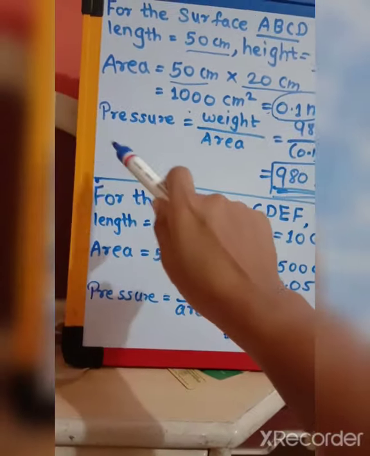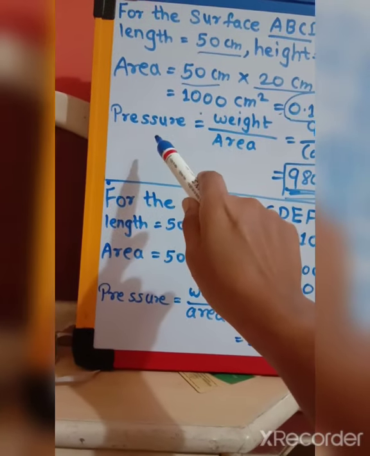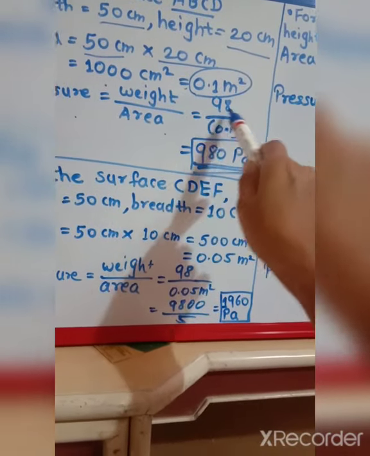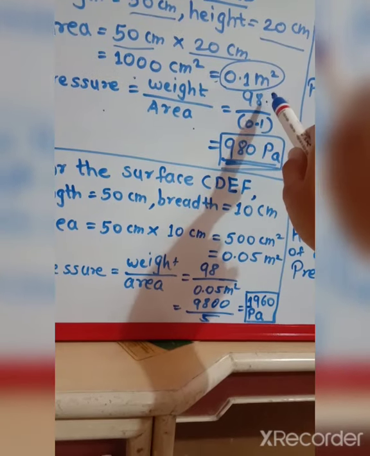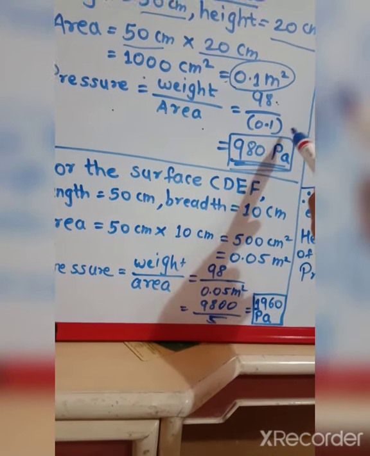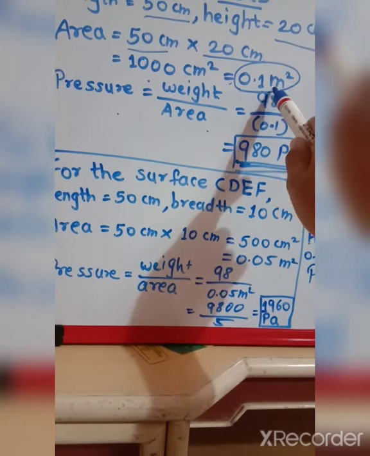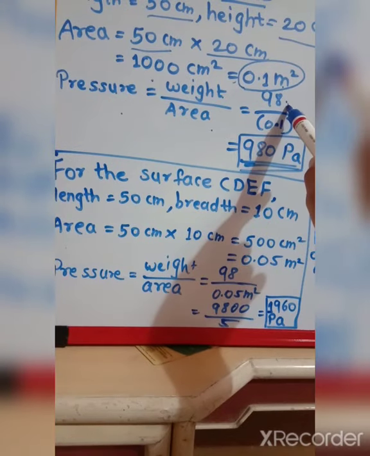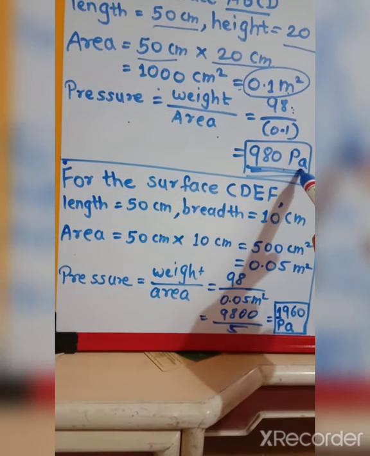Okay. Now to find out pressure, we will take the formula of pressure. Pressure is equal to weight upon area. The weight is 98 N, as we have seen before, and the area is 0.1 meter square that we have converted over here. So 98 and 0.1. So now the answer is 980 Pascal.